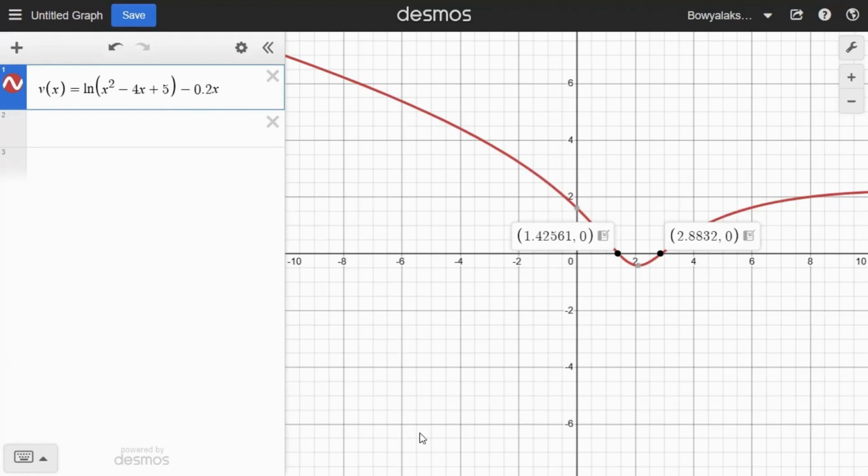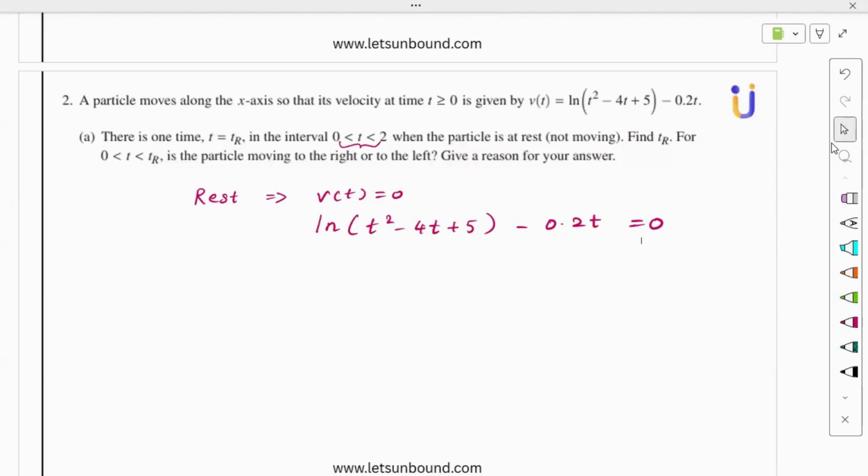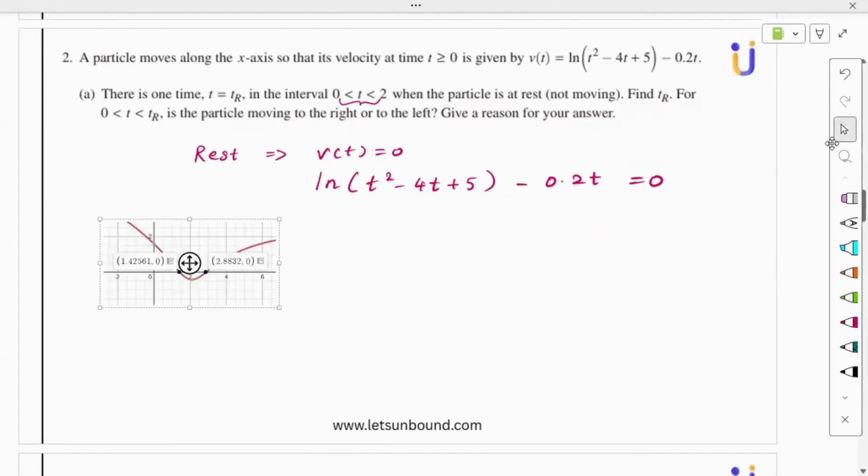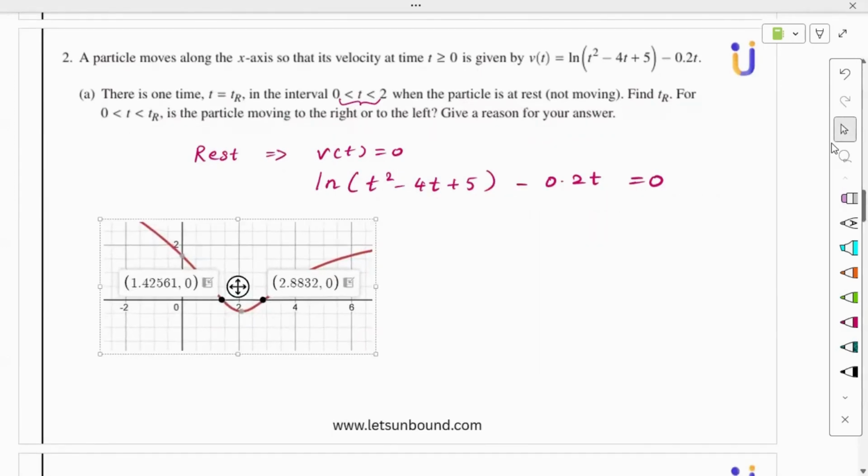Let me paste this here. So this is all we got when you equate this to 0. And t is from 0 to 2. So this value is not possible. So it's 1.42561. So this implies your tr is 1.42561. You can take 3 decimal places, but round it off correctly. Don't make an error there, right?